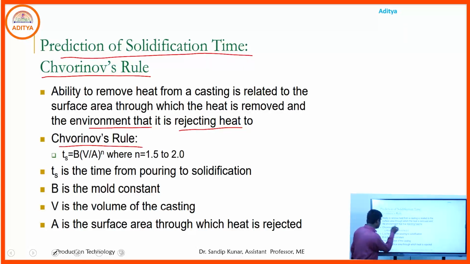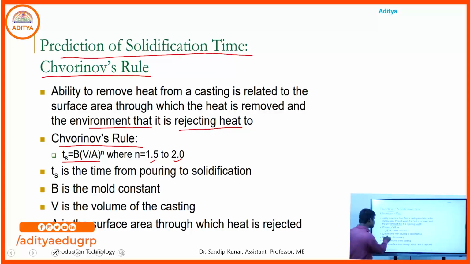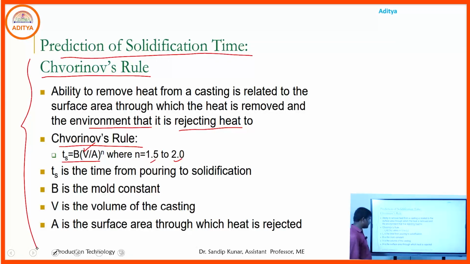So as per Chvorinov's rule, Ts = B (V/A)^n, where n varies from 1.5 to 2.0 and Ts is the solidification time. B is the molding constant. V is the volume of the casting. A is the area of the casting. Okay, that is the important formula for casting.